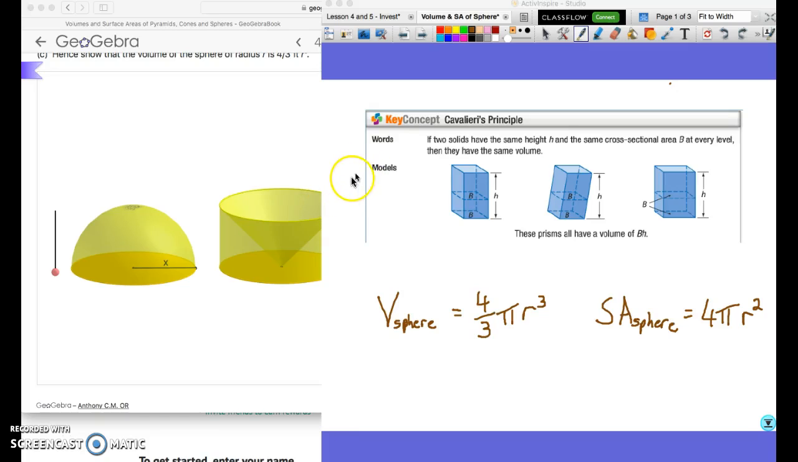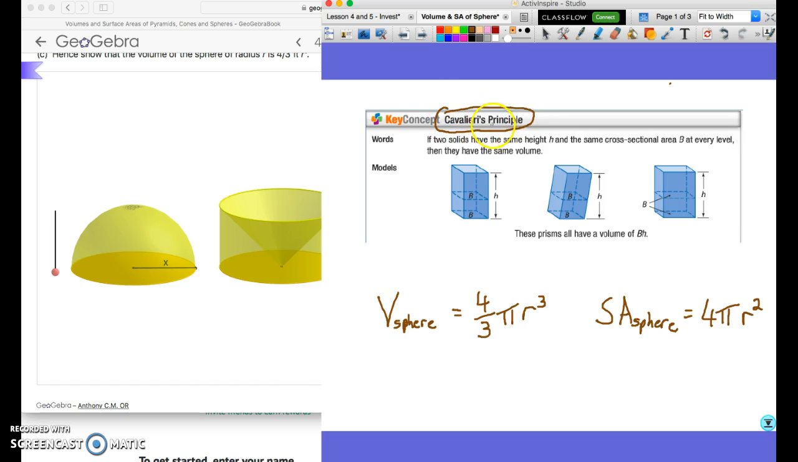All right, geometers, welcome to this hopefully brief video explaining how we can derive the formulas for both the volume and the surface area of a sphere. That's the purpose of this video, to help you understand where these two formulas come from. And so let's begin. I've got over here a quick reminder of Cavalieri's principle.